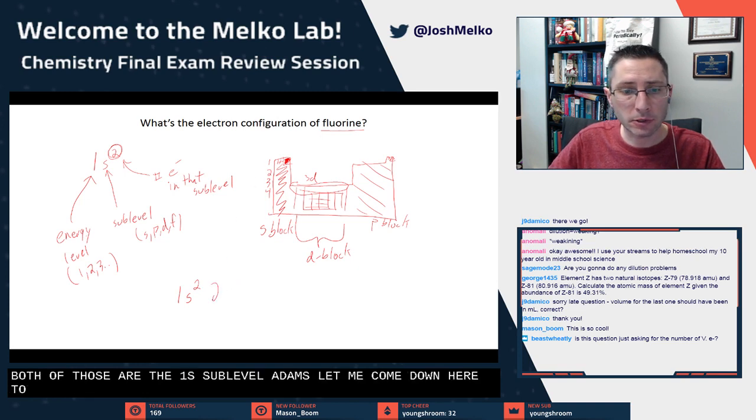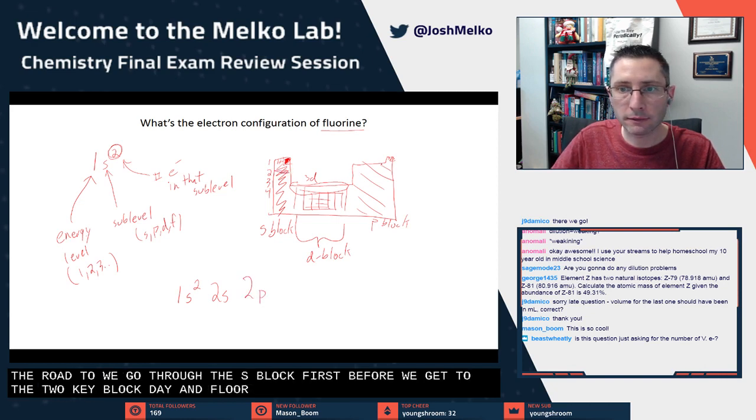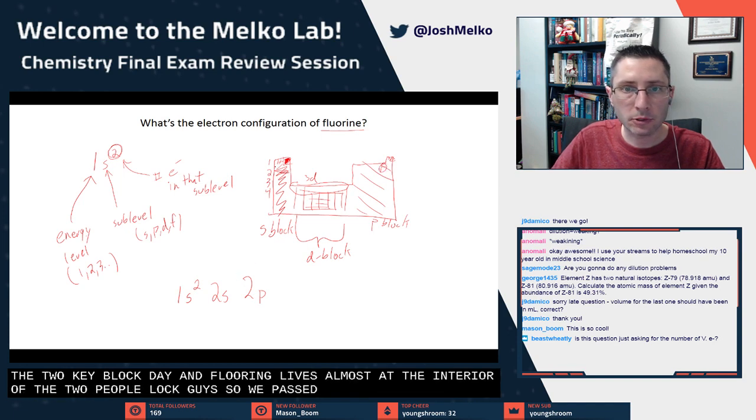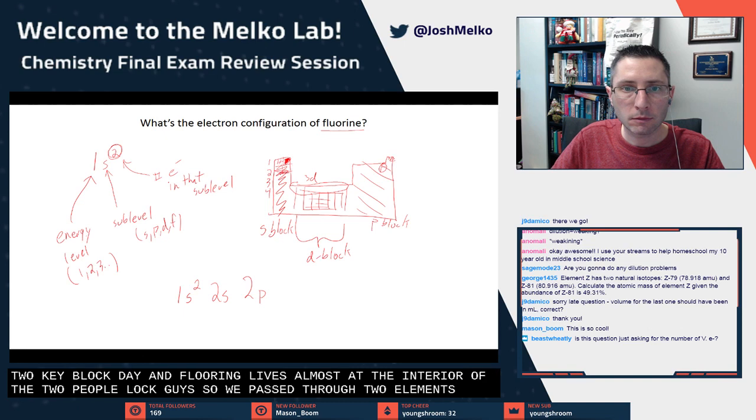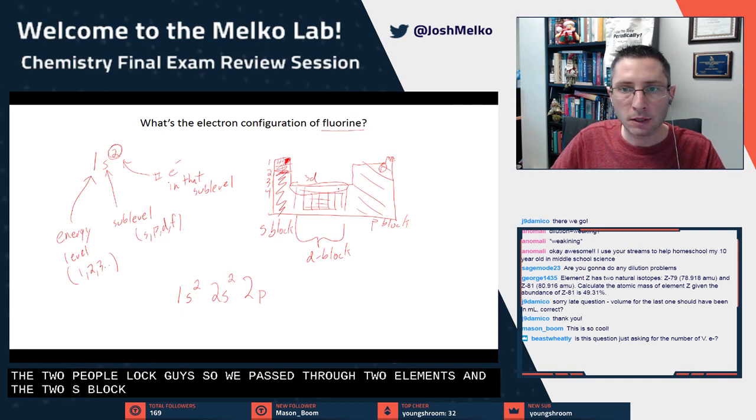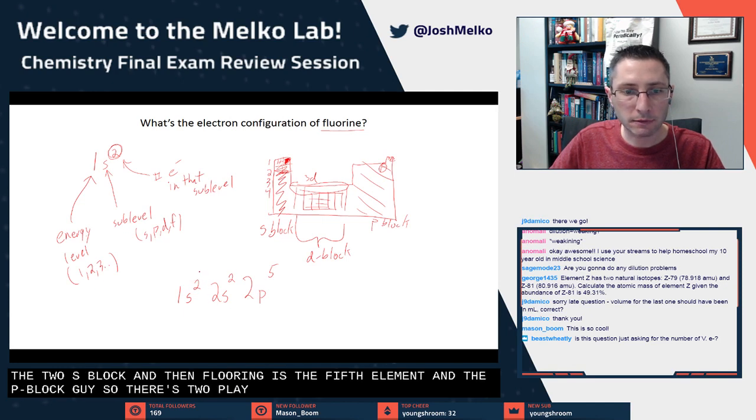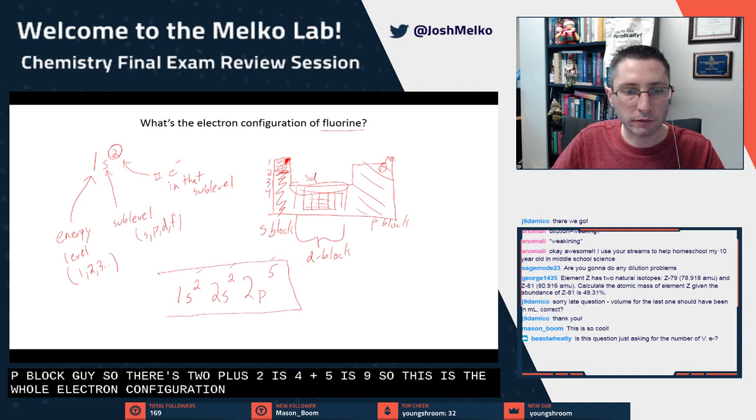Then we come down here to row 2. We go through the S block first before we get to the 2p block. Okay, and fluorine lives almost at the end here of the 2p block. So we pass through 2 elements in the 2s block, and then fluorine is the 5th element in the p block. Okay, so there's 2 plus 2 is 4, plus 5 is 9. So this is the whole electron configuration for fluorine.